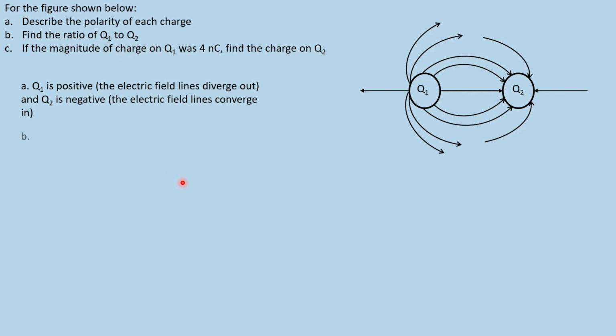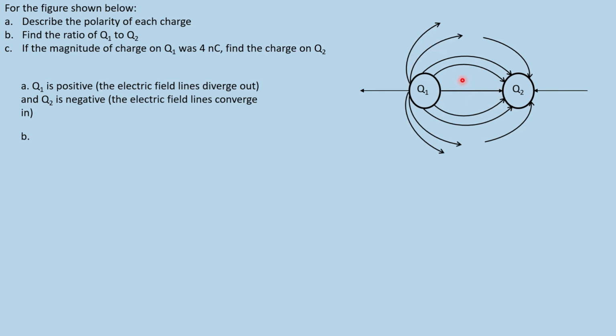Part B, we follow the same order. Q1 over Q2 equals N1 over N2. Let's count the number of electric field lines for each. I will start from this one for Q1. 1, 2, 3, 4, 5, 6, 7, 8, 9, 10. So for Q1 I have 10. For Q2, 1, 2, 3, 4, 5, 6, 7, 8. Okay, so N1 is 10 and N2 is 8.